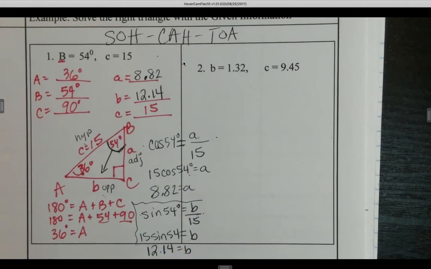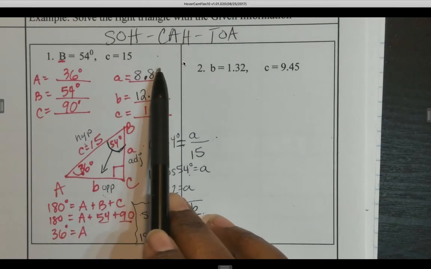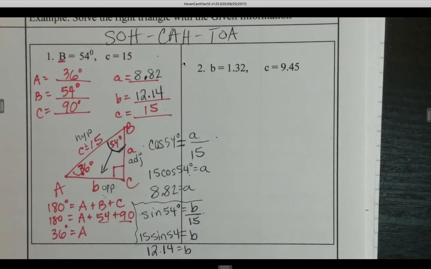All right, so I've solved the right triangle because I know the measurements of all three angles and I know all three side lengths.